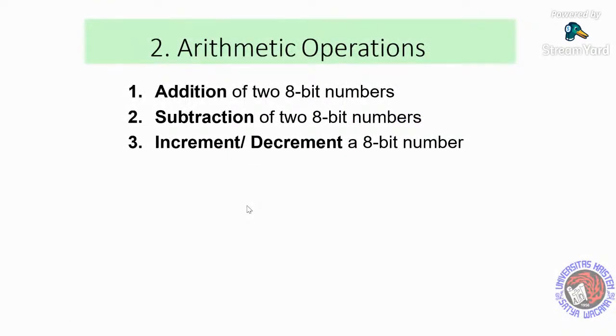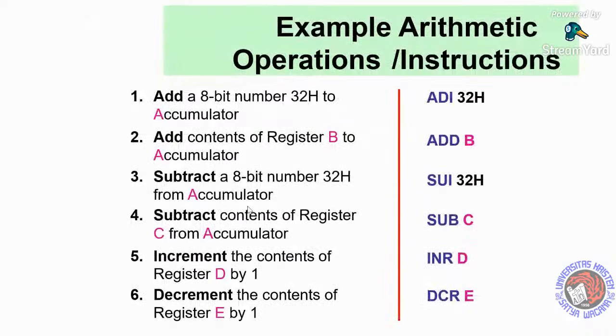Okay. So arithmetic operations: addition, subtraction, increment, and decrement. So how about the multiplication? How about the division? You can do the multiplication by using addition. You can do the division by using subtraction. For example, add 32 to the accumulator. So you can do ADI 32 hexa. The accumulator is automatically added by 32 hexa, and then the result will be stored, of course, in the accumulator.